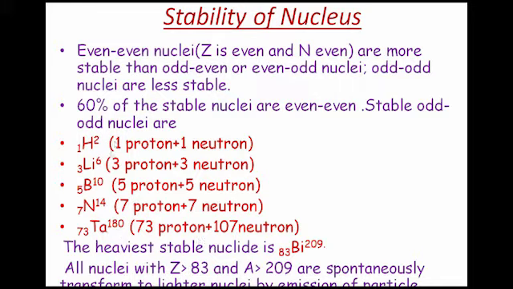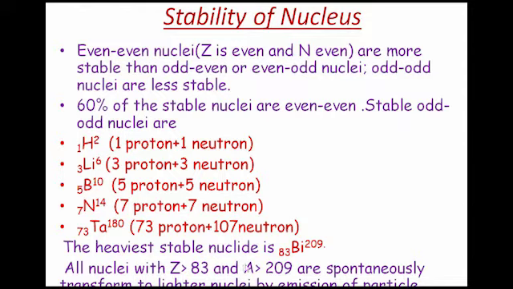So stable odd nuclei are very few in number. Most of the stable nuclei are even nuclei. 60% of the stable nuclei are even nuclei. There are a lot of exceptions. Not all even nuclei are stable, not all odd-even or even-odd nuclei are stable, and not all odd nuclei are unstable. There are a lot of exceptions in the case of nuclei.